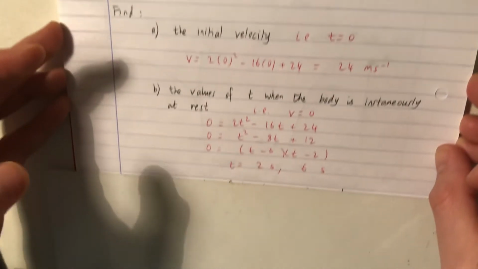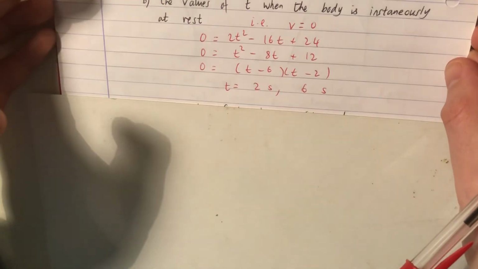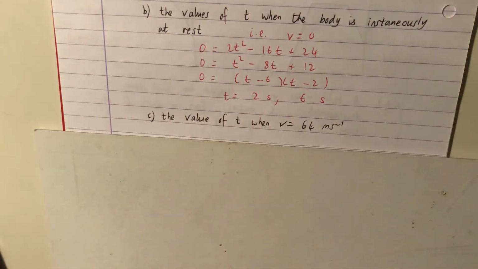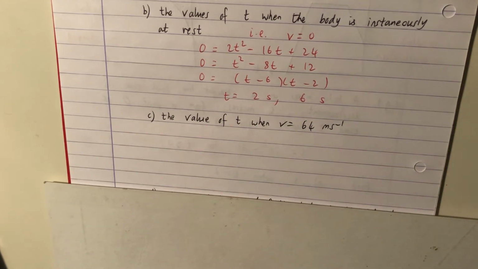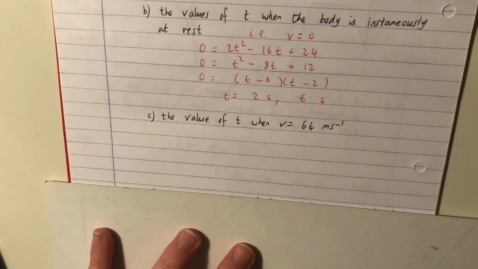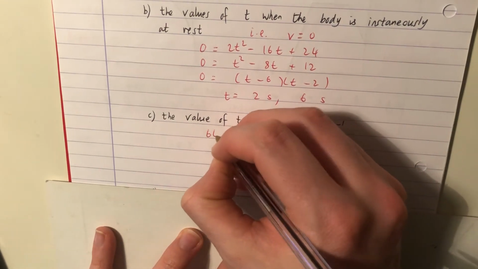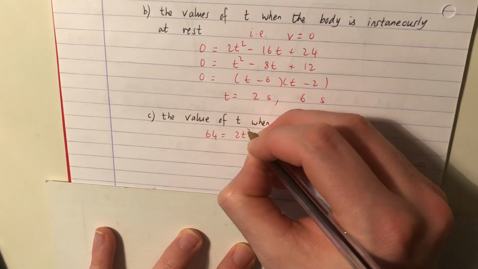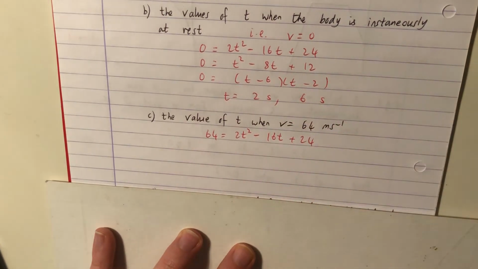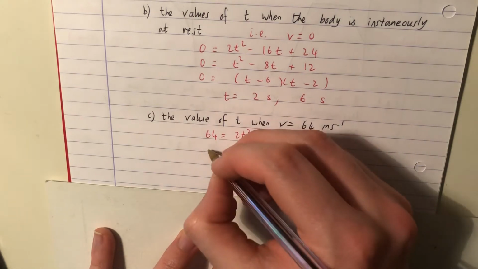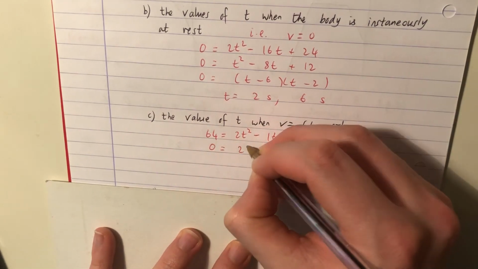Okay, a couple more parts to go with this. Find the value of t when v is equal to 64 meters per second. So 64 is equal to 2t squared subtract 16t plus 24. Another quadratic. You always try to make quadratics equal to 0.